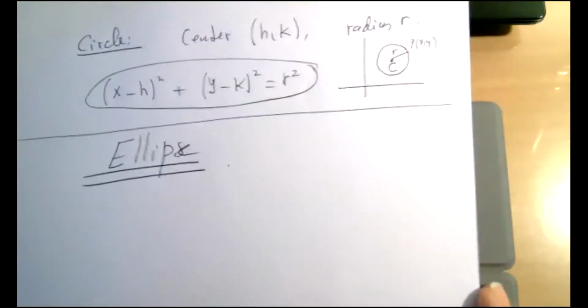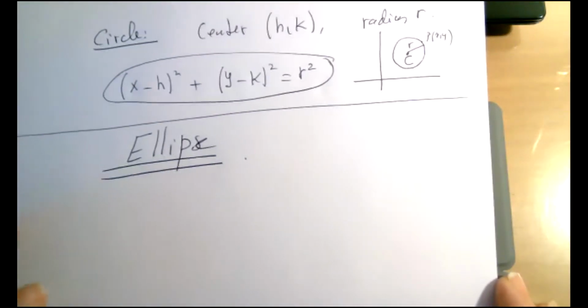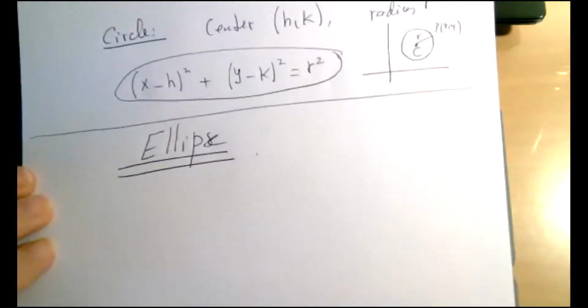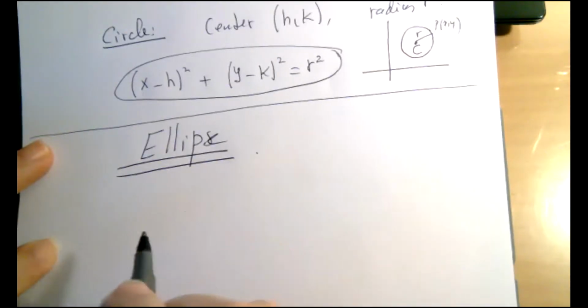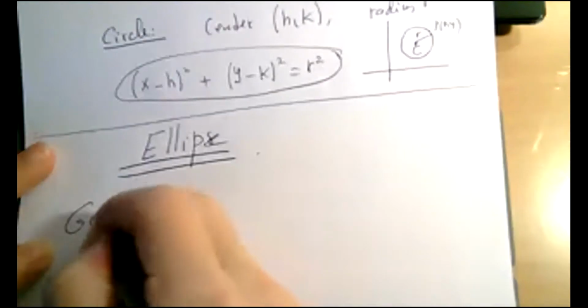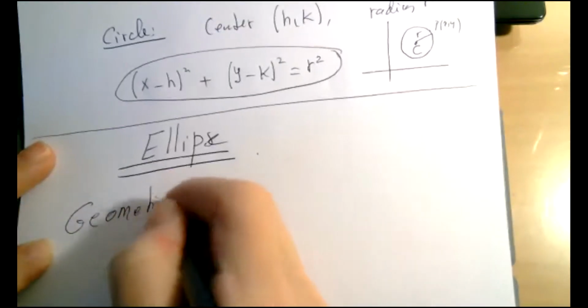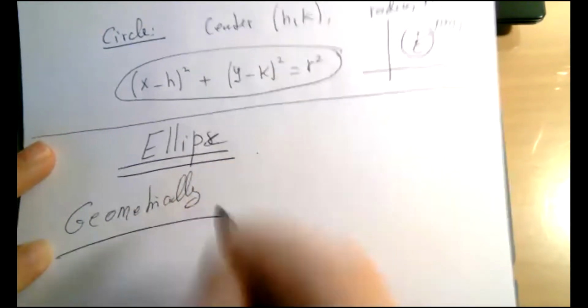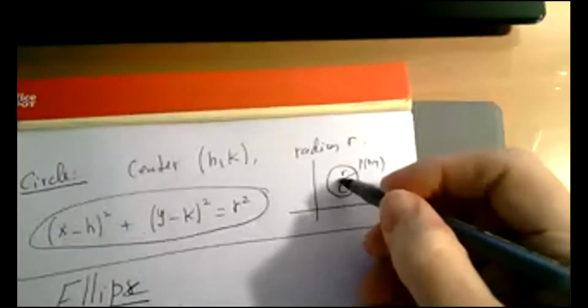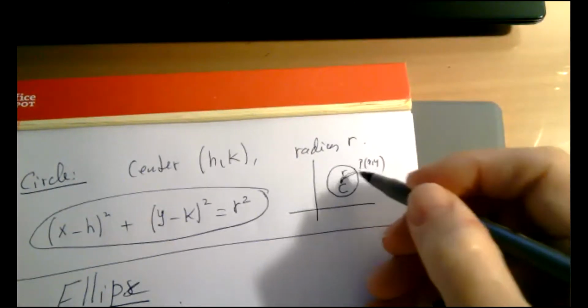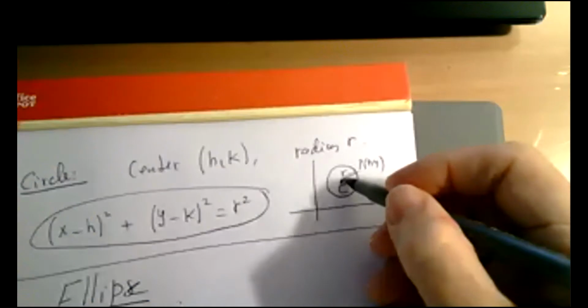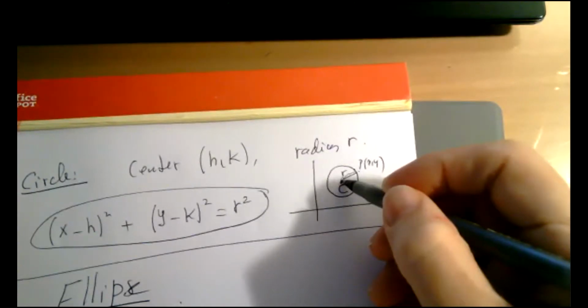So first, what is the ellipse geometrically? And then what's the formula for the ellipse? Geometrically, what is the ellipse? The circle geometrically are all the points which are at a constant distance from the center. That's geometrically what this is. What is the ellipse geometrically?